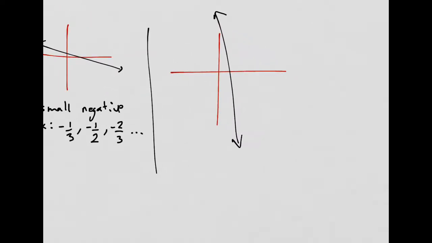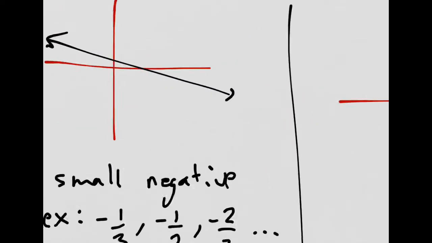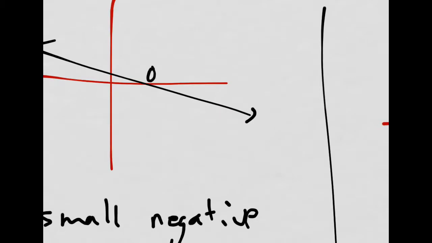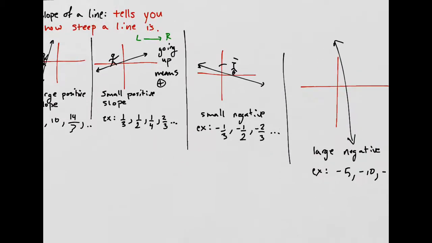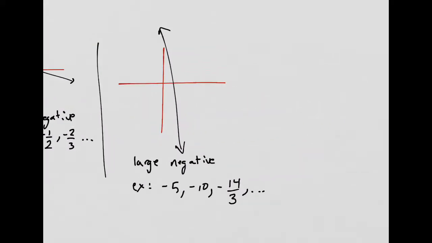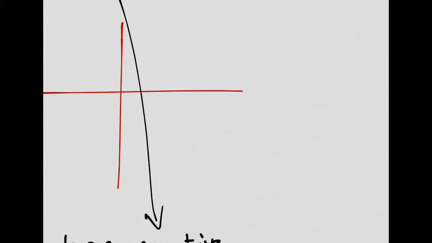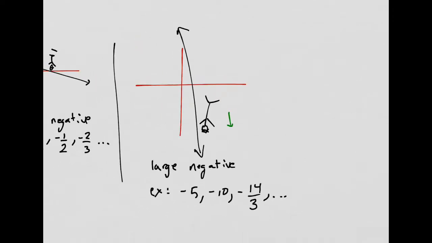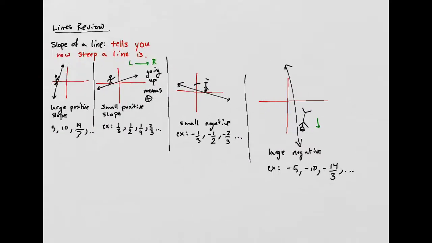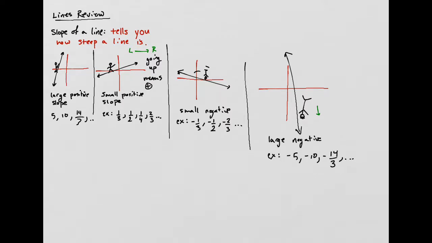On this one, I draw the guy upside down because he's falling down the slope. He has a sad face. This one, he's dead. He fell off a cliff. So that's how you remember positive and negative slope.